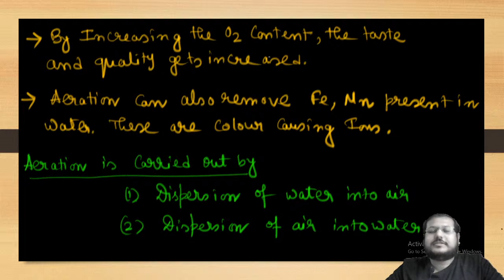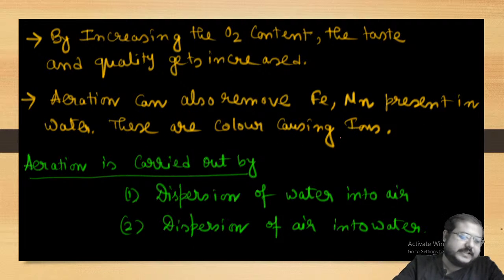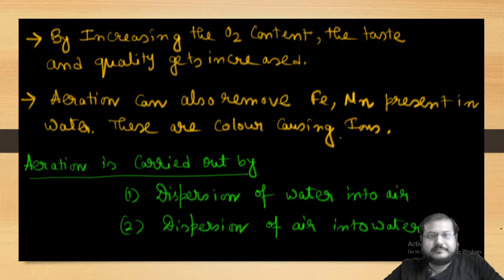By increasing the oxygen content, the taste and quality get increased. Aeration can also remove iron and manganese present in water. These are color causing ions. Three things are happening simultaneously.